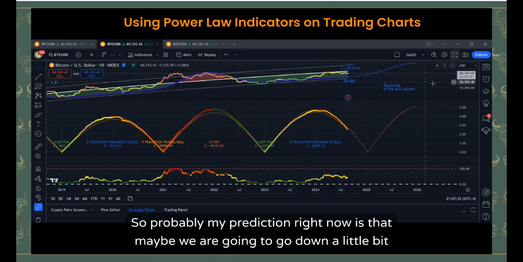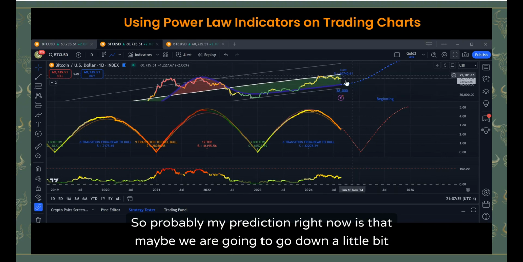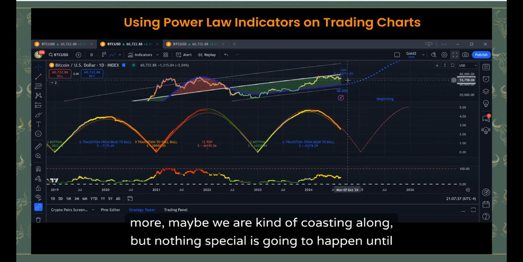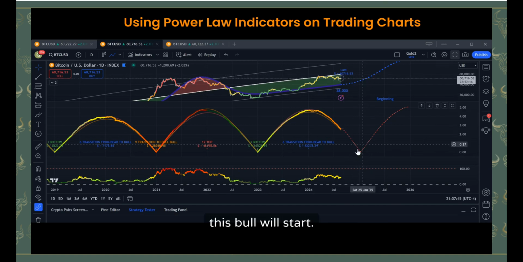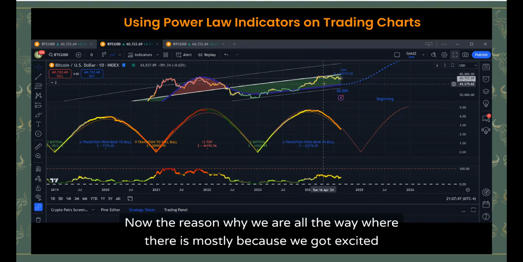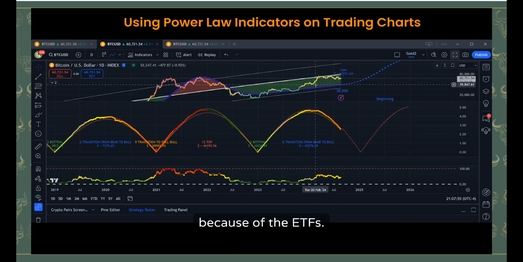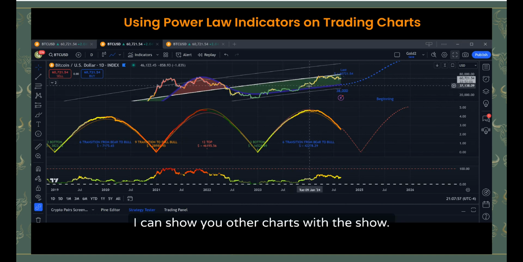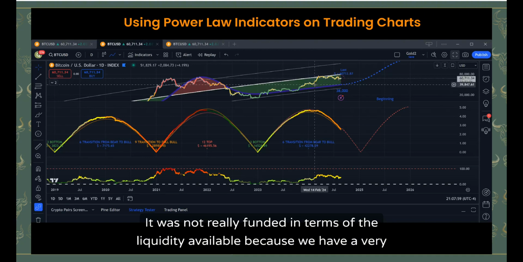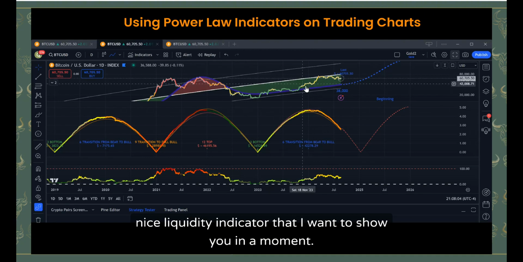So probably my prediction right now is that maybe we are going to go down a little bit more. Maybe we are kind of coasting along, but nothing special is going to happen until this bull starts. Now, the reason why we are all the way up here is mostly because we got excited because of the ETFs. I can show you other charts that show it was not really funded in terms of the liquidity available, because we have a very nice liquidity indicator that I want to show you in a moment.